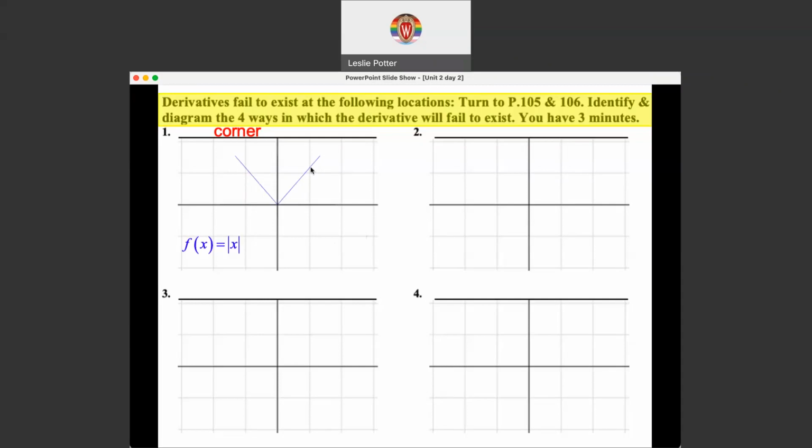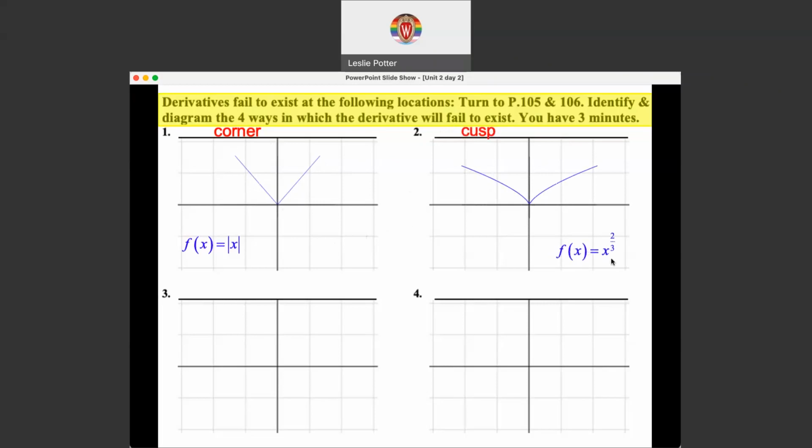Likewise, we could find the derivative all along this line with positive slope. We just can't do it right there at the point. All right, second one is a cusp. Cusps and corners are kind of the same thing. What distinguishes them is that cusps involve curves. So we have a cusp and we have a curve as part of the piecewise function.